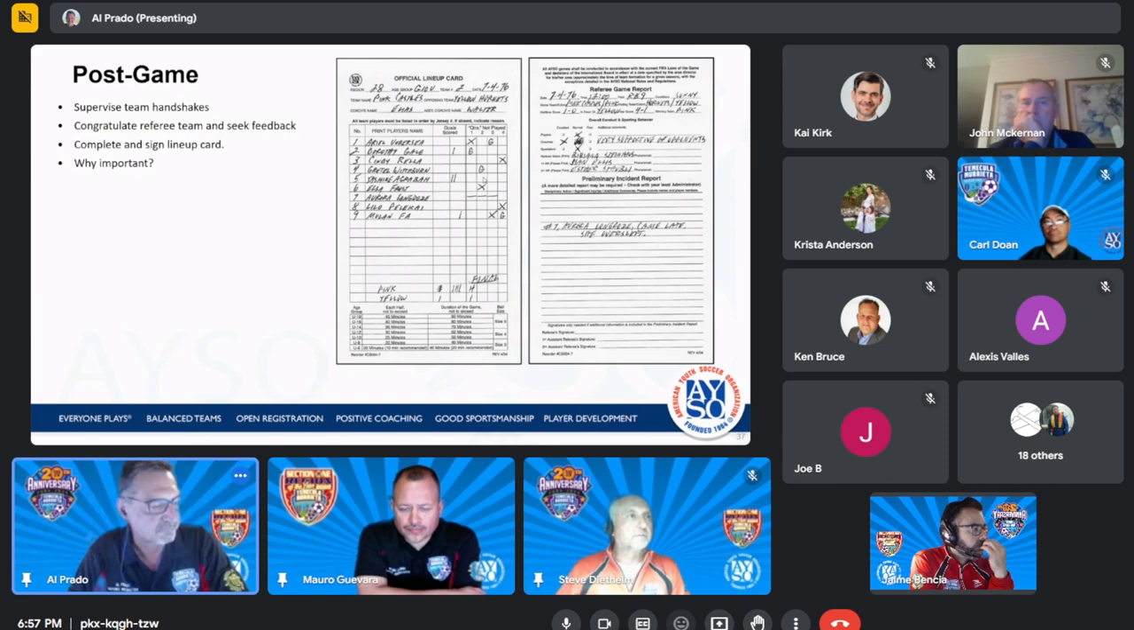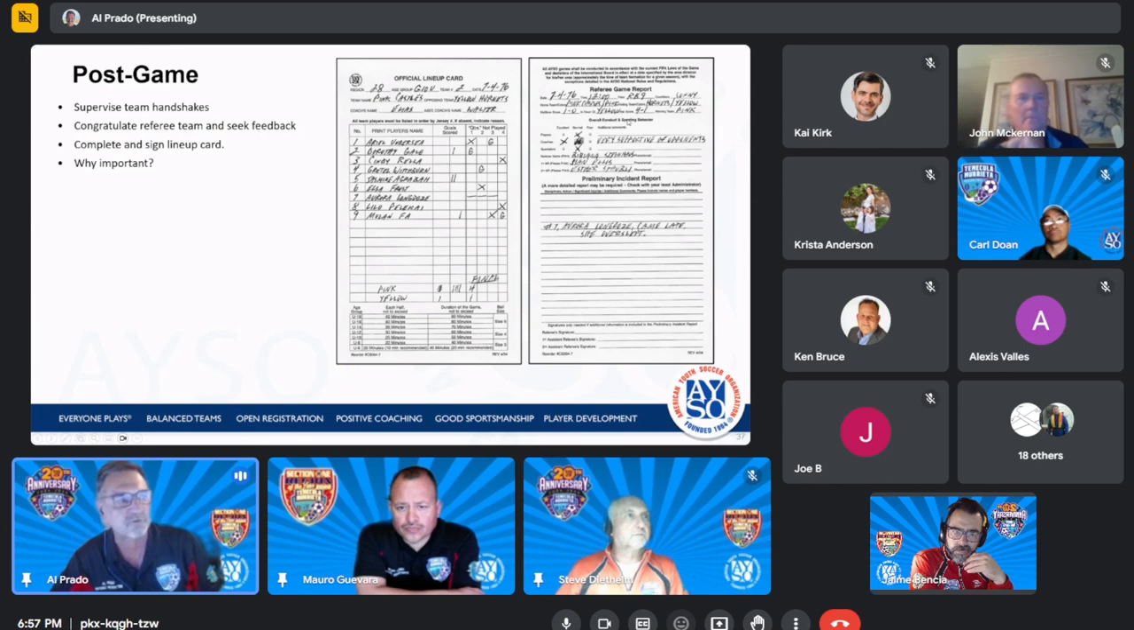Put down the information: the time of the game, the date of the game, the field, some sort of conditions. It's important to know as we keep track of things year over year. Rate the players and the spectators and the coaches, right? Make notes if you want to, especially for anything that's not normal, either excellent or poor. Make a note.